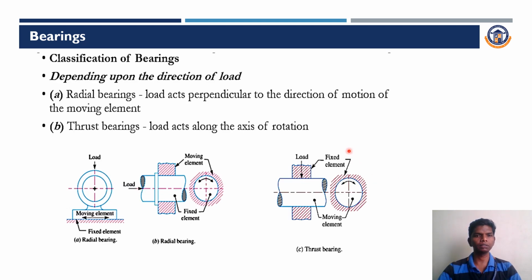Classification of bearings, depending upon the direction of the load. The first one is the radial bearing and the second one is the thrust bearing. First, this diagram shows the radial bearing, a side view of a radial bearing diagram, and second, this is the thrust bearing.